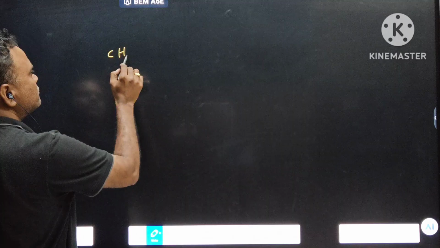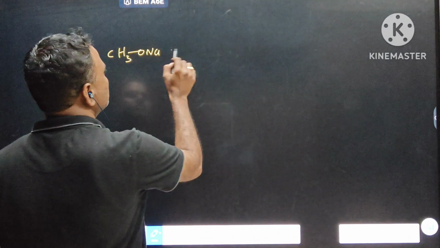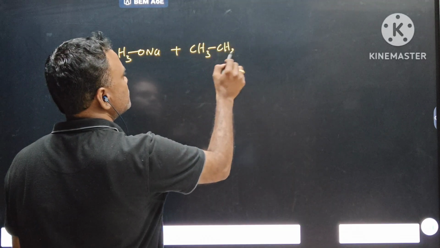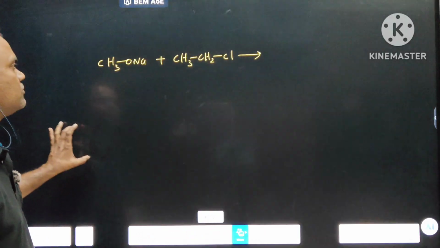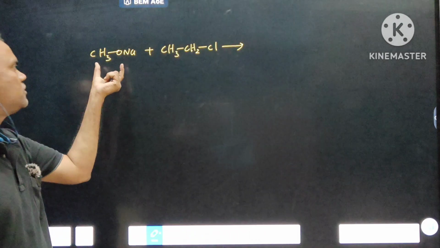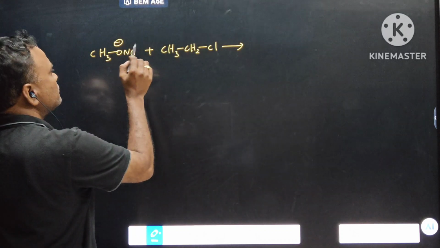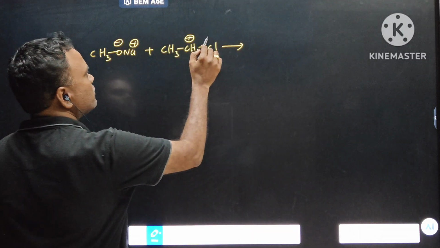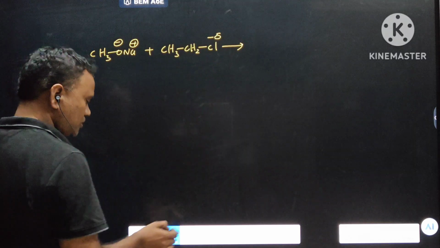Look at this, all of you. CH3ONa, CH3CH2Cl. This is alkyl halide. This is sodium methoxide. Oxygen has negative, sodium has positive, and halogen is negative. Partial negative, partial positive. Okay.